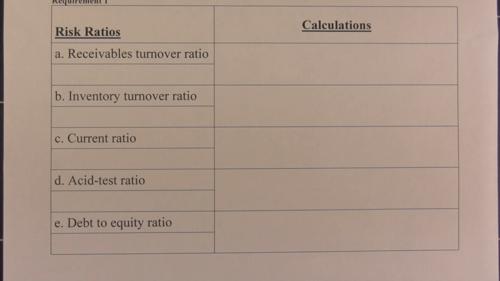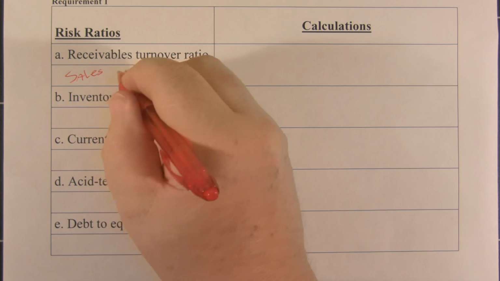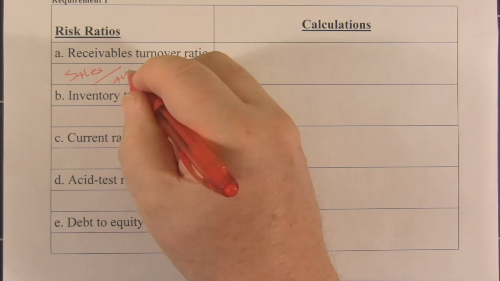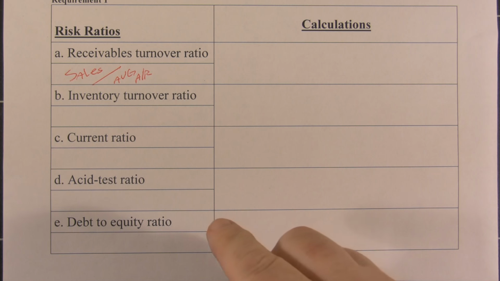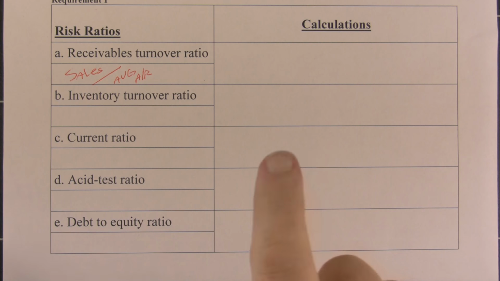Exercise 12.7 asks us to look at some more risk ratios. And I know I'm sounding like a broken record, but take a minute to jot down what you know you're going to need. Your receivables turnover ratio is sales divided by average accounts receivable. And remember, the average accounts receivable is the beginning and the end added together divided by 2.